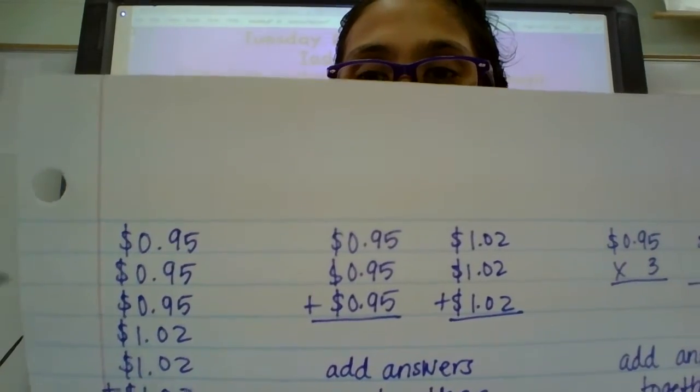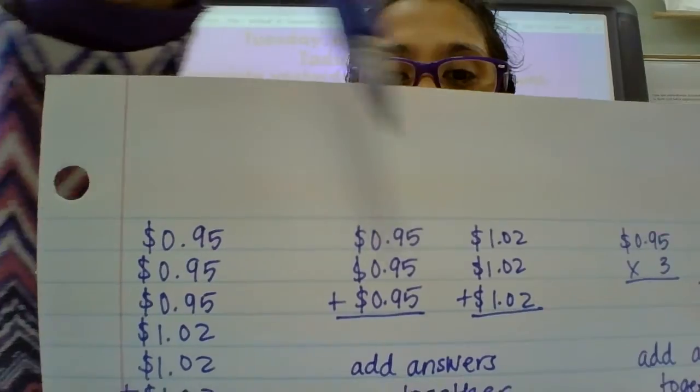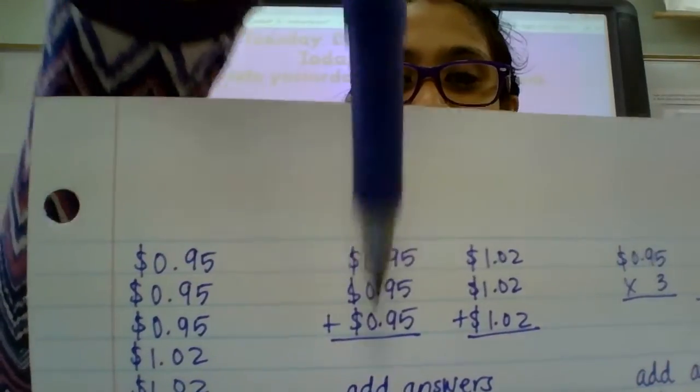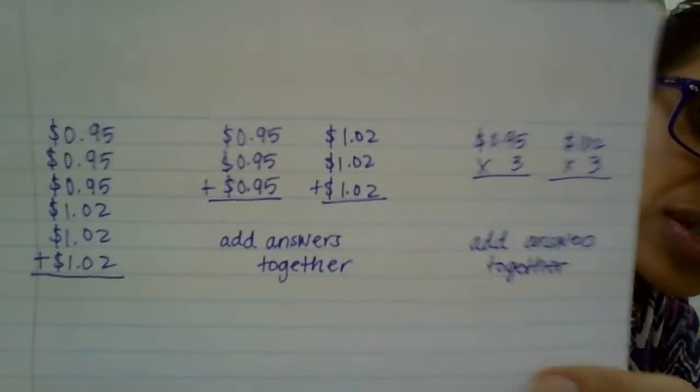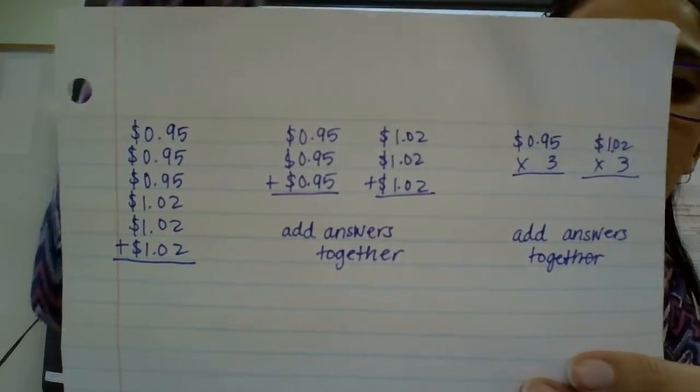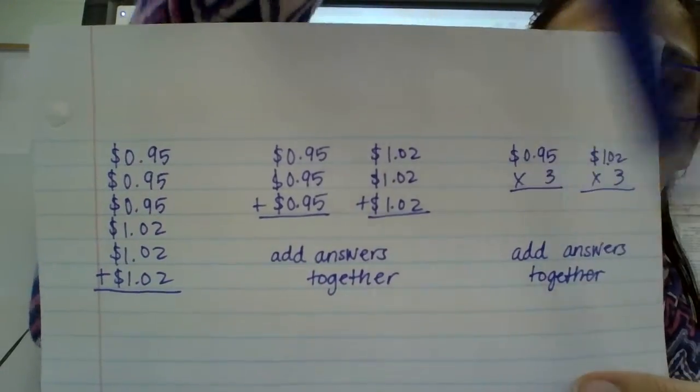Raise your hand if you like the first method, the first strategy right here, when you just add everything together. Raise your hand if you like the second strategy. Add it 3 times, and add your answers together. Can you see that? And raise your hand if you like the third strategy. Multiply by 3, multiply by 3, then add the answers together.